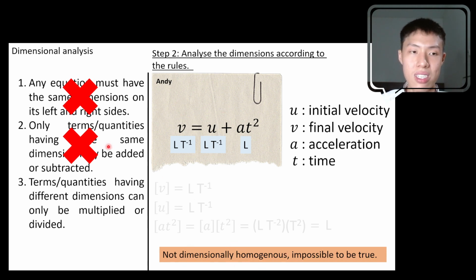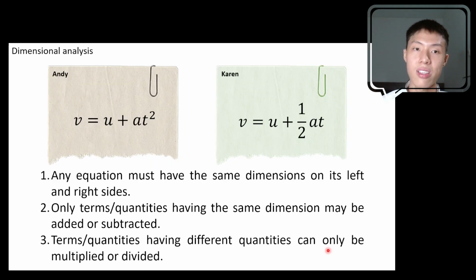Okay, we say dimensionally homogeneous. What does it mean? Homogeneous means same dimension, same. So the left hand side and the right hand side are not having the same dimension. Thus, Andy's equation is impossible to be true. Well, impossible to be true, another word is false. Okay, so let's move to the right neighbor, Karen.